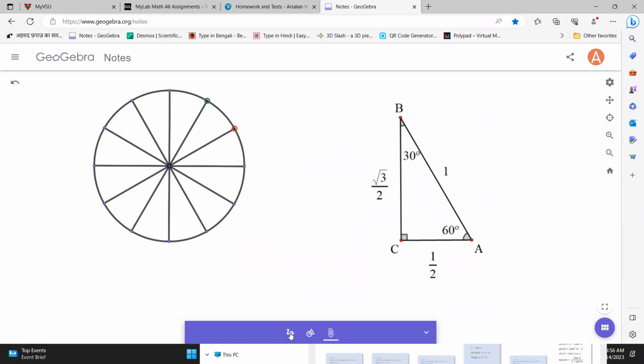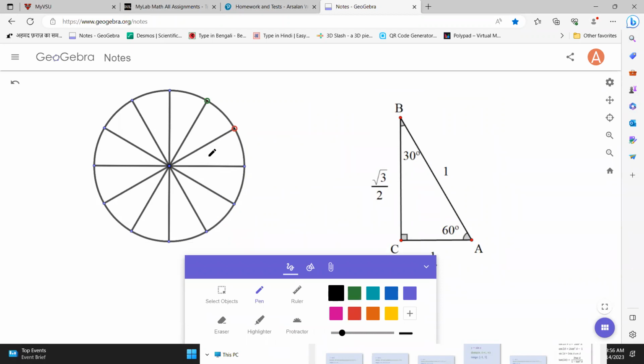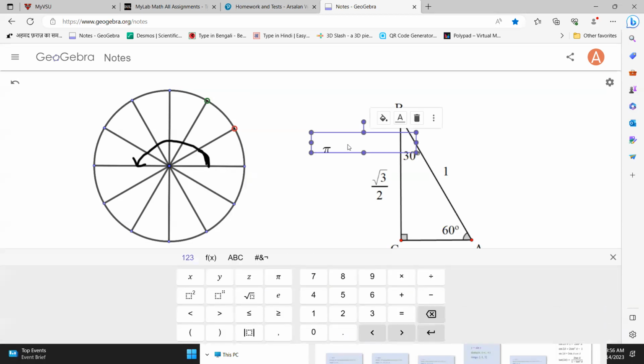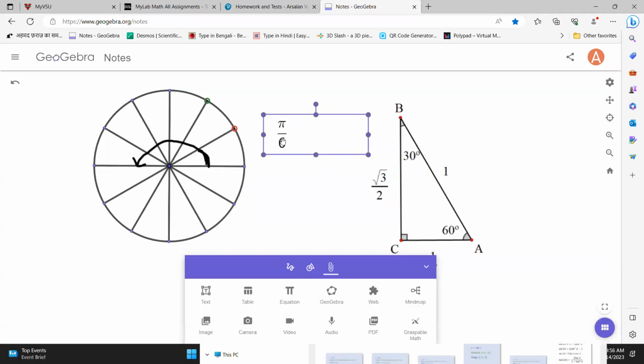Now, let's go over the angles. This is pi. If I cut it into 6 parts, each sliver is going to be pi over 6. So pi over 6 is 30 degrees. That makes sense. 30 plus 30 plus 30 is 90. 90 plus 90 is 180. So everything is fine. I didn't mess up. So each sliver is pi over 6.